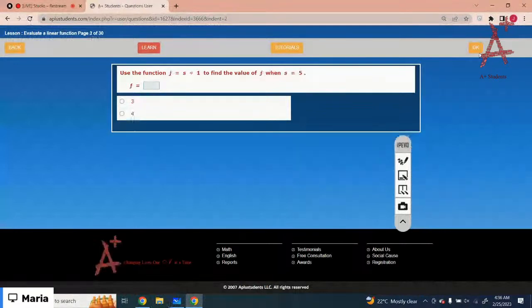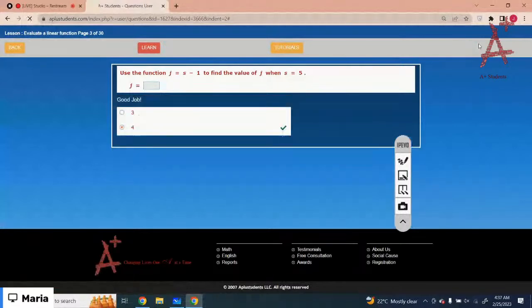Okay, j equals s minus 1. So you have to calculate j when s equals 5. Just replace the s with the value: 5 minus 1. So 5 minus 1 equals 4. So the correct option is 4. Just select the correct option and move on to the next one.